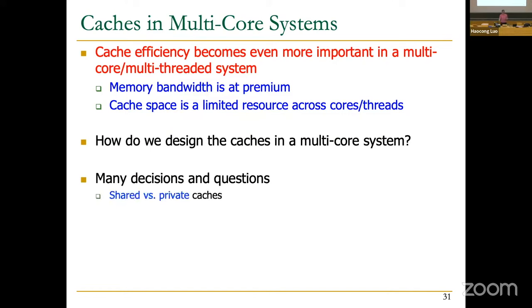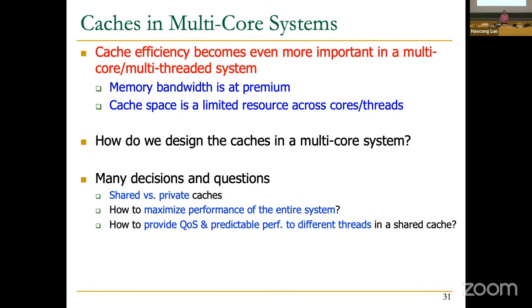Should they be shared or private across cores or threads? We're going to look at this one. How do you maximize the performance of the entire system as opposed to just a single thread that we've been talking about so far? How do you provide quality of service to different threads? How do you provide predictable performance?